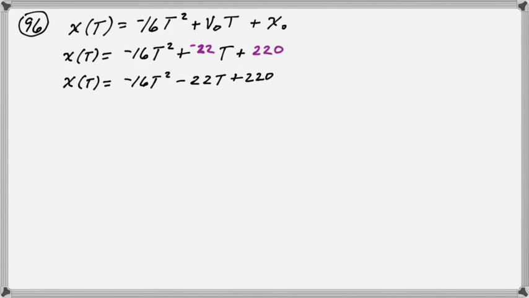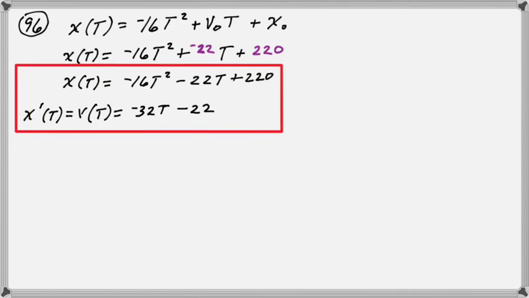To go from the position to the velocity, you take the derivative. So the derivative of position is velocity. 2 times negative 16 is negative 32. This derivative would be negative 22. And the derivative of a constant is 0. So I think I now have my position and velocity functions. That's not the answer because they don't ask for that, but they're going to be used to answer the question.